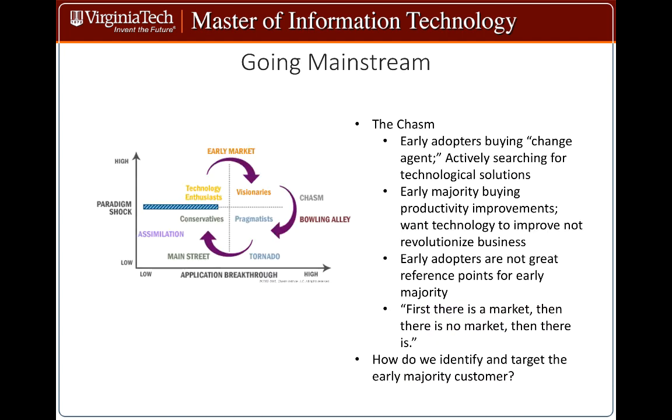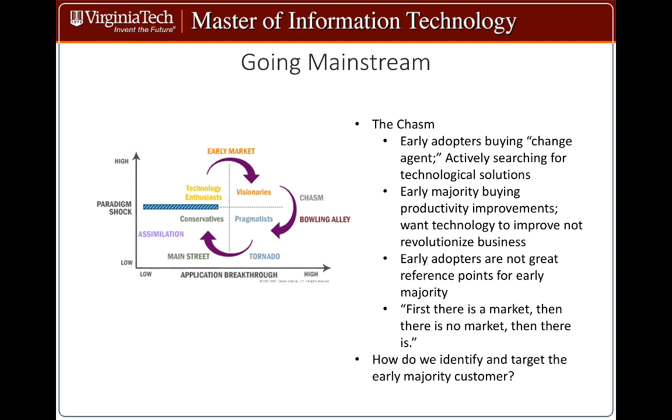The challenge we've highlighted with the chasm is that early adopters and the early markets overall are buying change agents, or buying products based on their enthusiasm for technology. In both cases, there's an active search for a technology-based solution. The early majority is focused much more on buying productivity improvements. They want a technology to improve, but not revolutionize, the underlying business. Given that, the early adopters and early majority are not great reference points for each other. In fact, they kind of turn each other off. That conflict often creates enormous problems for companies that are diffusing new products.